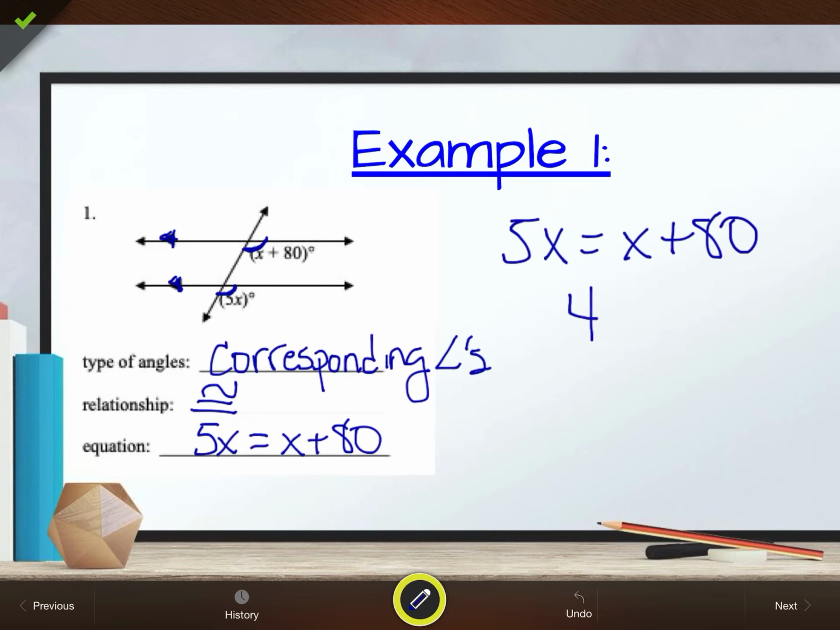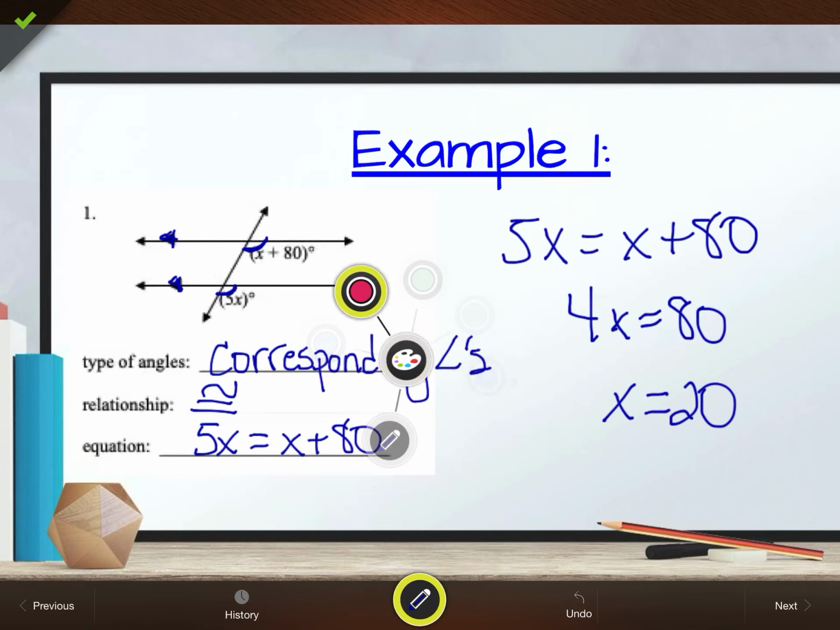So x is equal to 20. And that's my answer. Now, they also could ask you, hey, what's the actual angle measure? What does the angle that's x plus 80 really measure? Because it's not 20. 20 is your variable value. So what if I wanted to know what this angle measured?